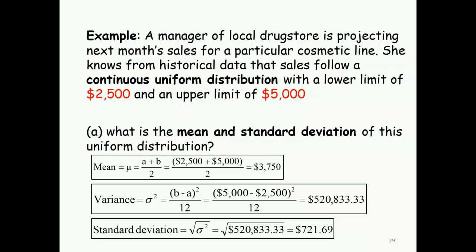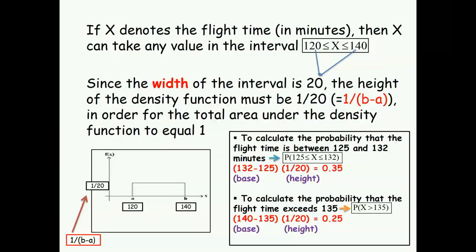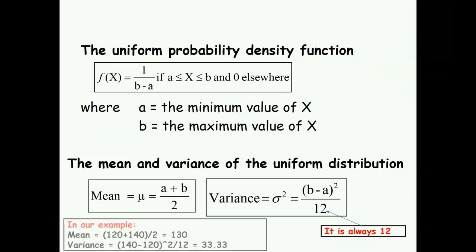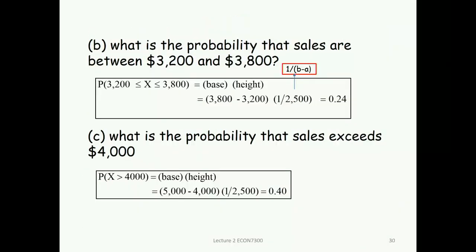So the maximum we know is 5,000. The question is between 3,200 and 3,800. So the base would be the difference, because the question is asking what is the probability between 3,200 and 3,800, like asking between 121 and 125, somewhere in between. What is the probability that sales exceeds 4,000? We know the maximum is 5,000. The question is exceeding 4,000. The base is 1,000. The height we have already calculated. So it is a simple procedure.